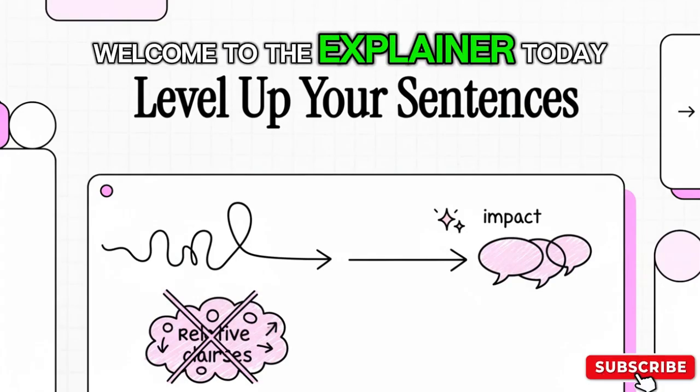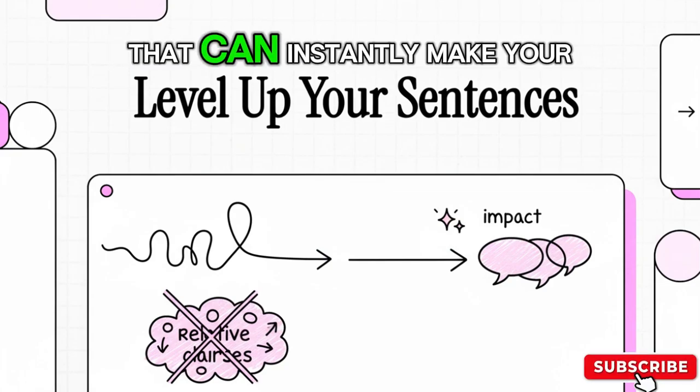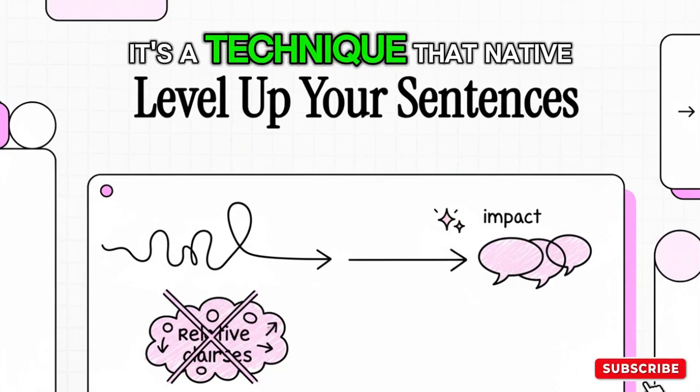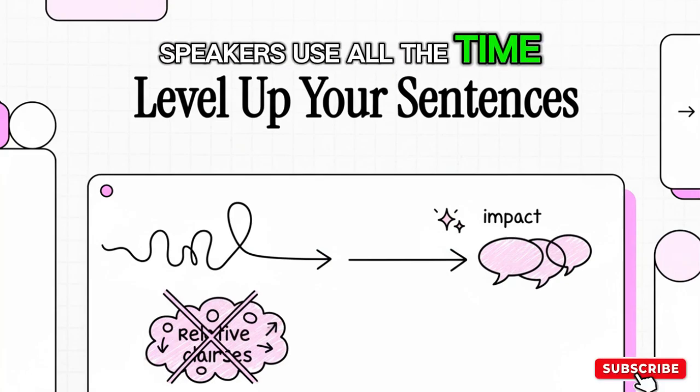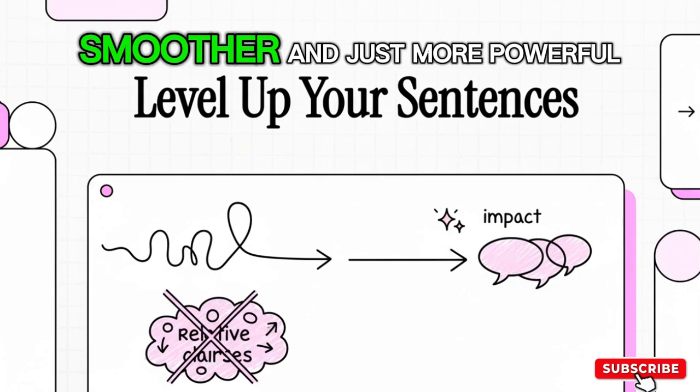Welcome to the Explainer. Today, we're going to unlock one simple change that can instantly make your English sound way more advanced. It's a technique that native speakers use all the time, and it's all about making your sentences shorter, smoother, and just more powerful.